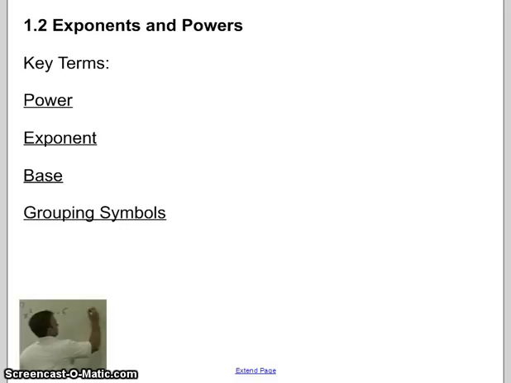A couple key terms for 1.2 is the term power. Any expression that looks like this is called a power. These are all powers. The exponent is the number, often referred to as the power itself. So the exponent is this number right here, this 2.